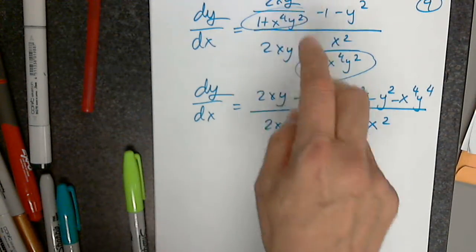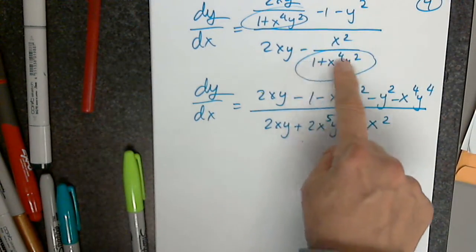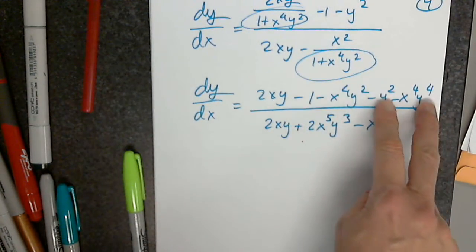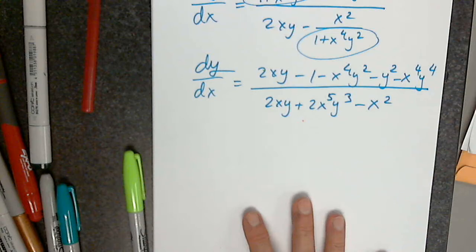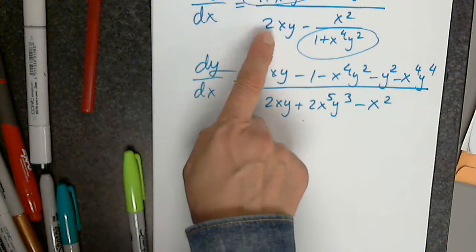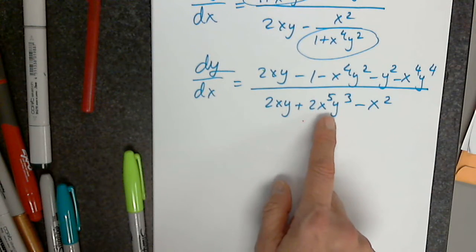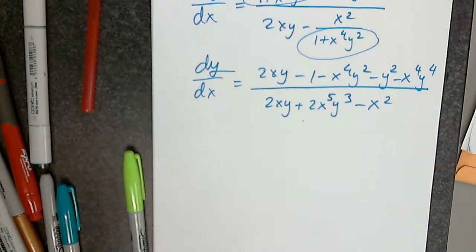So I multiplied here, and I got 2xy. I multiplied this by this, and I got these two. And I multiplied negative y squared by this, and I got these two. Here I only had one term, so I only needed to multiply this by 1 and this by this to get this, and minus x squared.